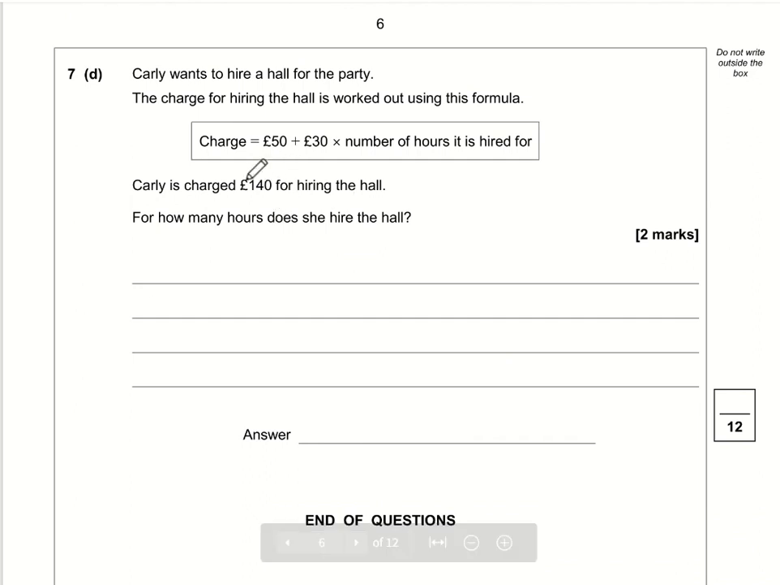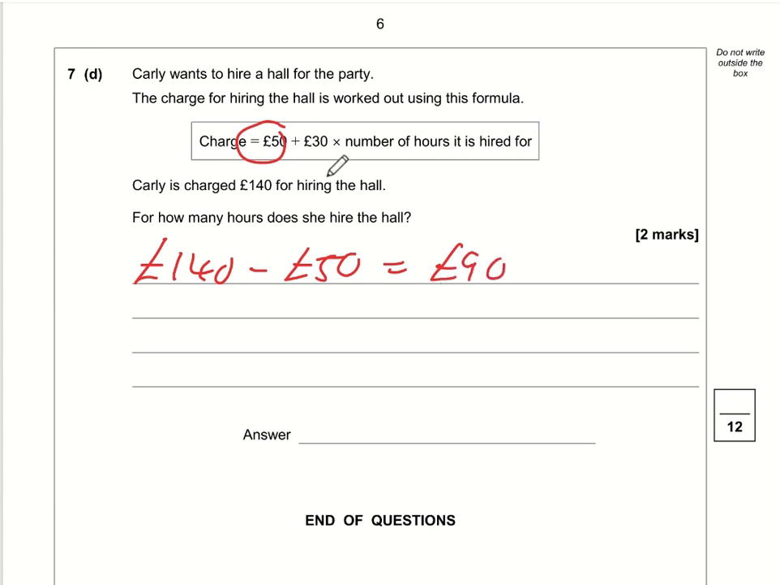Okay, so the charge is £50 and £30 times the number of hours. So if we get rid of this fixed charge, what are we left with? 140 minus 50 is £90. So it's £90 for 30 times the number of hours.